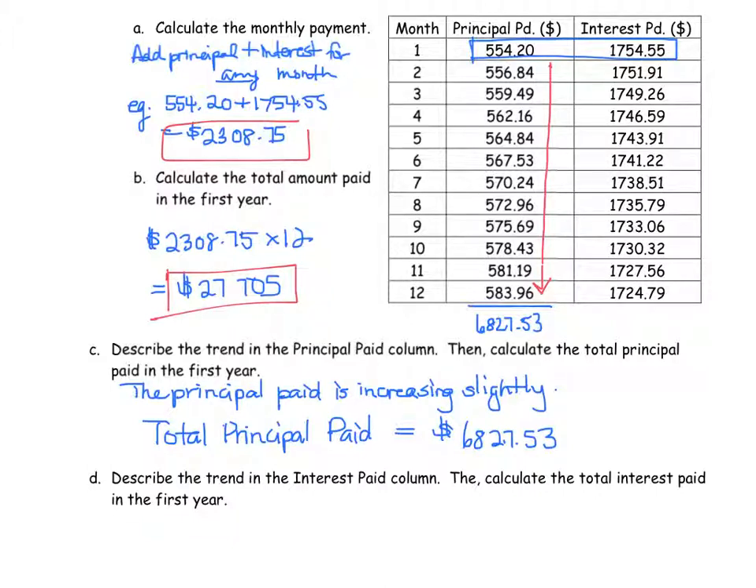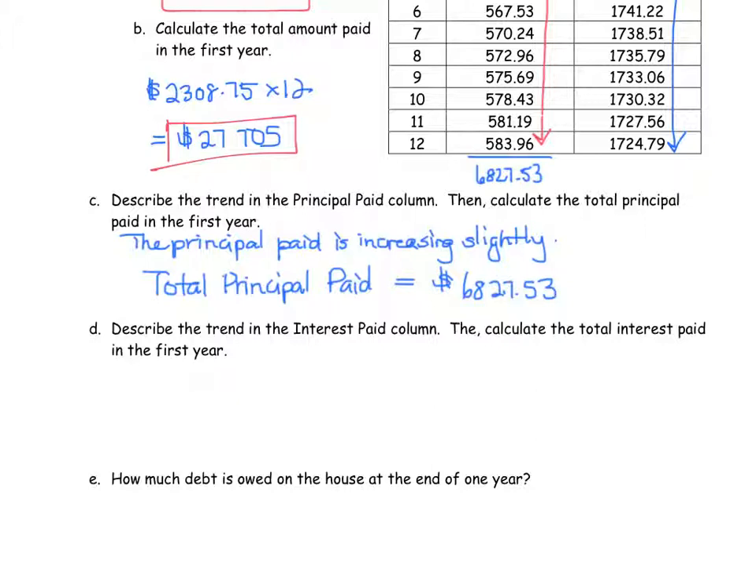Okay, now if we look at the values in the interest paid column, you'll see that the opposite is happening. Each month, a little bit less of your payment is going towards interest. So we would say the interest paid monthly is decreasing slightly.